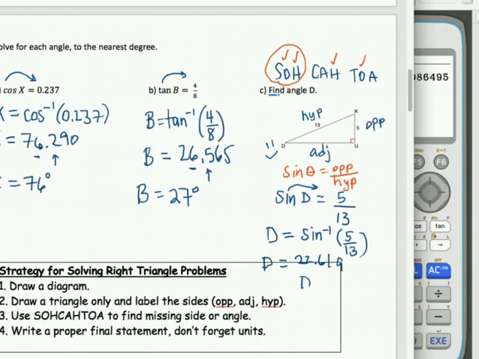8, and then if you round it to a whole number, you get 23. Okay, because there's 22, and then the 6 is what determines if it rounds up or down, and we need to round up. And don't forget your units, degree symbol.